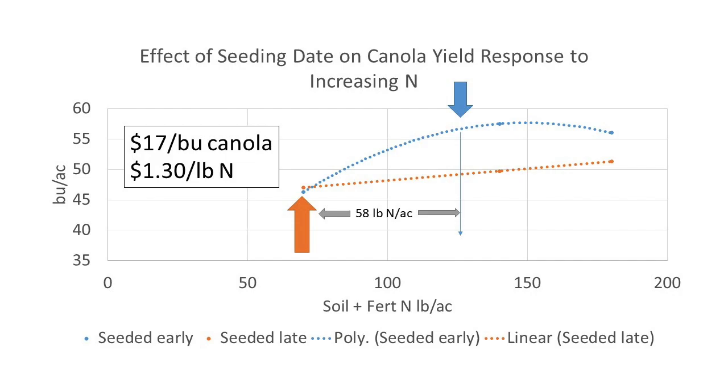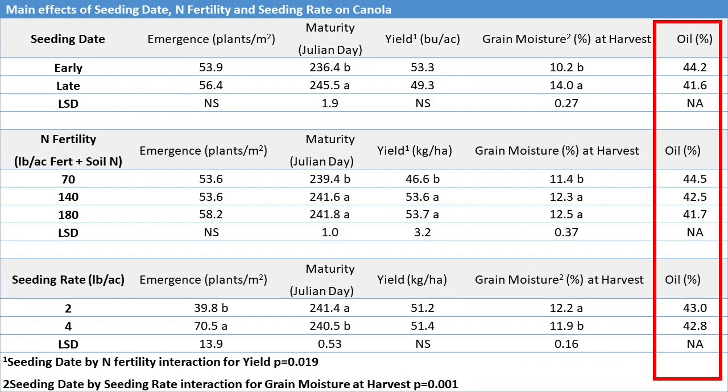A combination of reduced yield potential from seeding late and more time for nitrogen mineralization in spring before seeding may account for the lower nitrogen requirement. It would have been nice if we had quantified this with early and late soil sampling, but oh well, maybe next time. In this study, we looked at the percent oil within the canola grain.